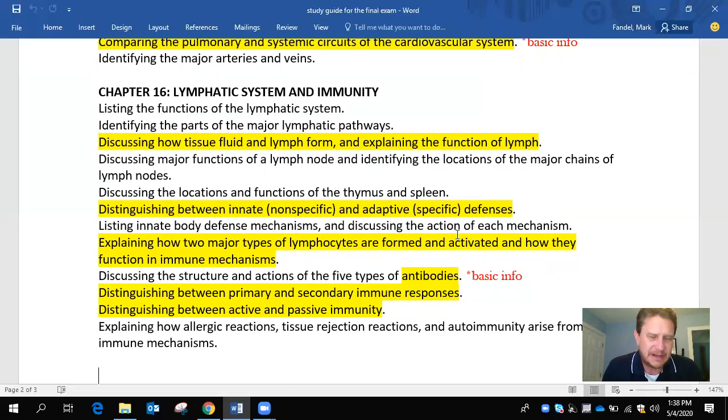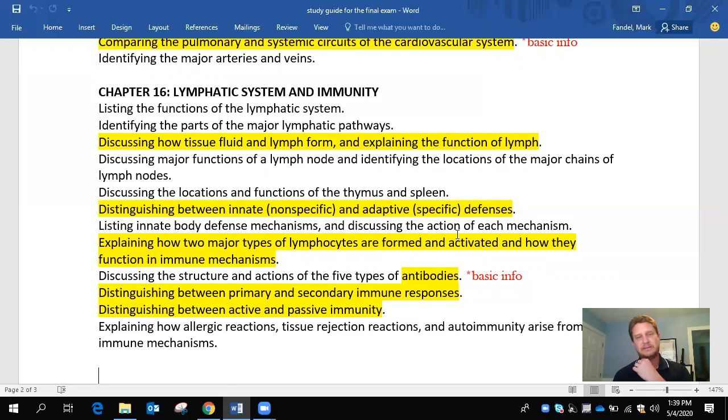Now, on this, there's one that's not highlighted: discuss the locations and functions of the thymus and the spleen. You do need to know a little bit about those two, but it's nothing major. I doubt that I'm going to ask a question about it, but the thymus is where T cells go to mature, and the spleen is basically a lymph node for the blood. The spleen is the largest lymphatic organ.